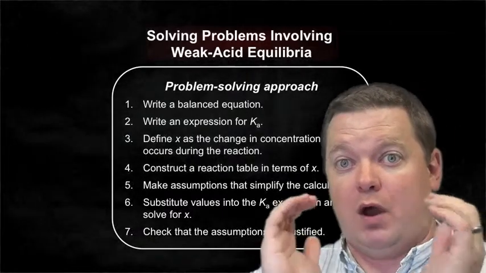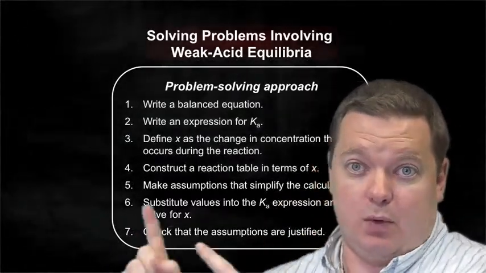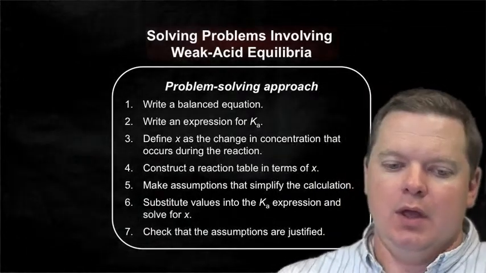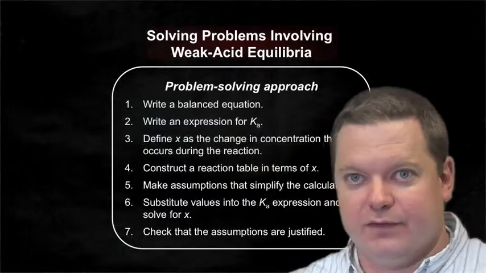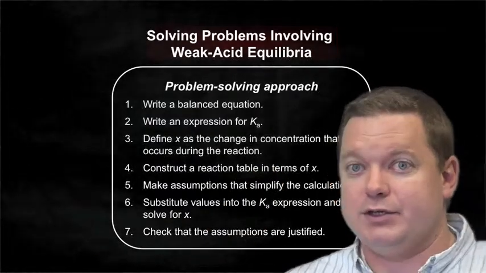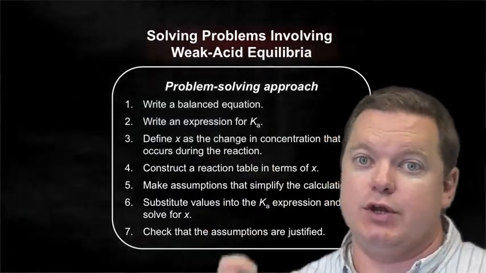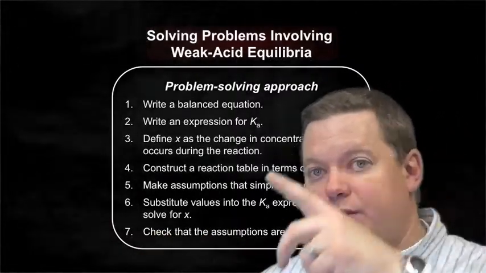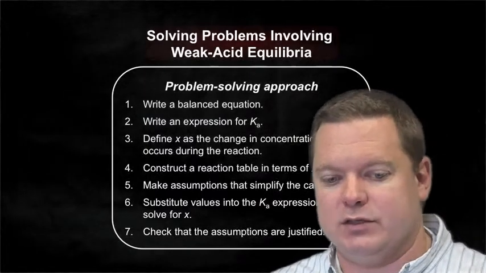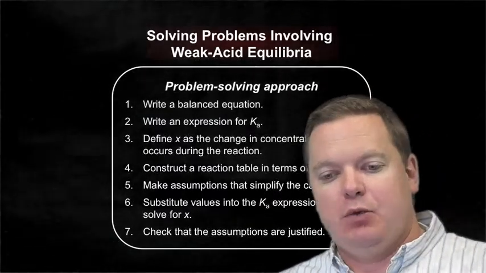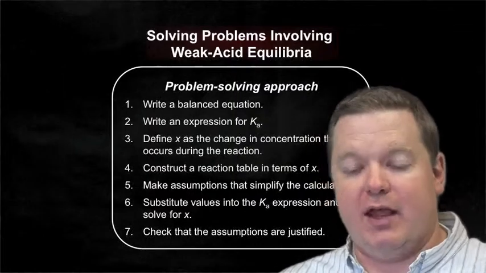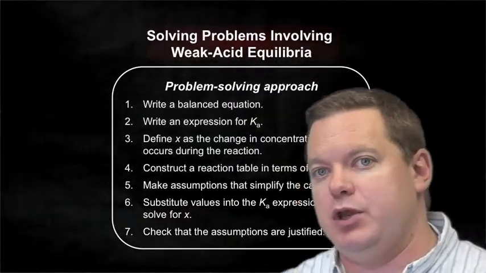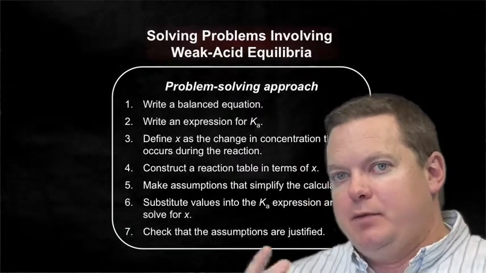Define the changes from where we are initially to where we're going to be at equilibrium using a small value x, using the ICE table. Construct this to figure out the equilibrium concentrations in terms of our initial concentrations and this change x. Put those equilibrium values into our equilibrium expression and solve for x, remembering that if possible we can use the assumption rule. If not, then we would use the quadratic equation.